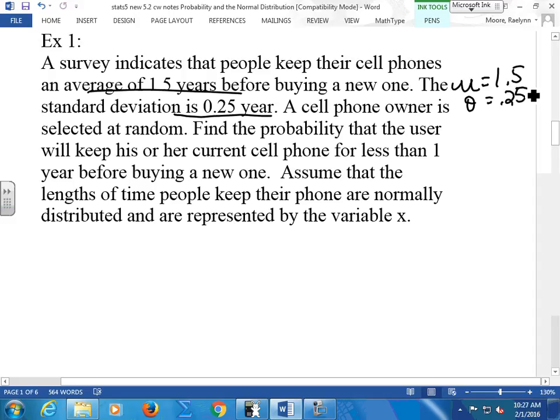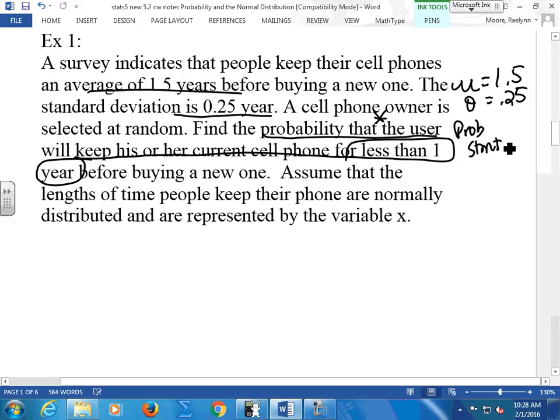A cell phone owner is selected at random. Find the probability that the user will keep his or her phone for less than 1 year. This is your probability statement. Assume that the length of time people keep their phone is normally distributed. It has to tell you that. We're going to see later on there are certain conditions where they don't have to say that, but right now they're going to be telling you that.